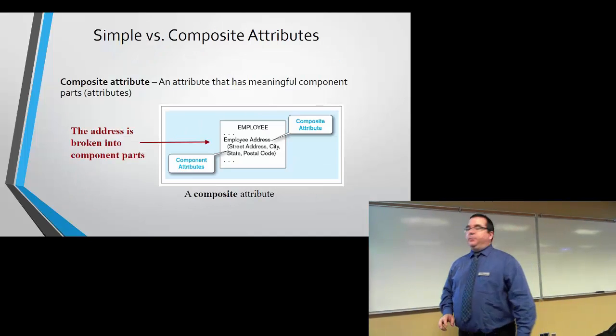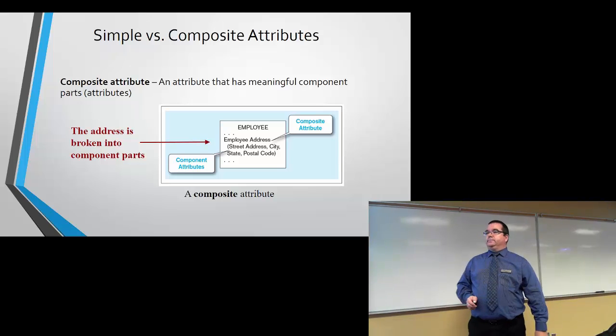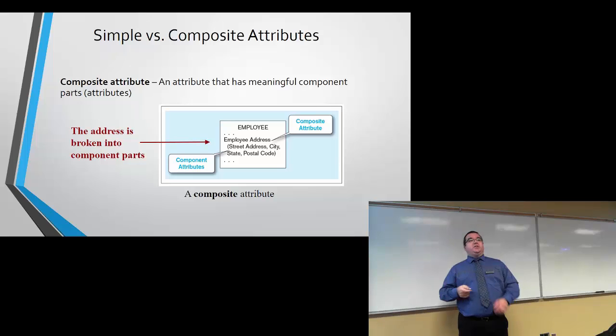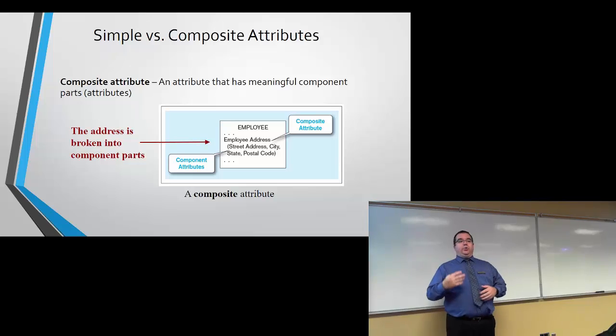Okay, simple versus composite attributes. A composite attribute is something that has meaningful component parts. In other words, an attribute such as an address is a composite attribute, because it's made up of multiple meaningful pieces. And as a rule of thumb, when an attribute has multiple component pieces, you don't normally want to just have a box that says address; you want to model each component piece.